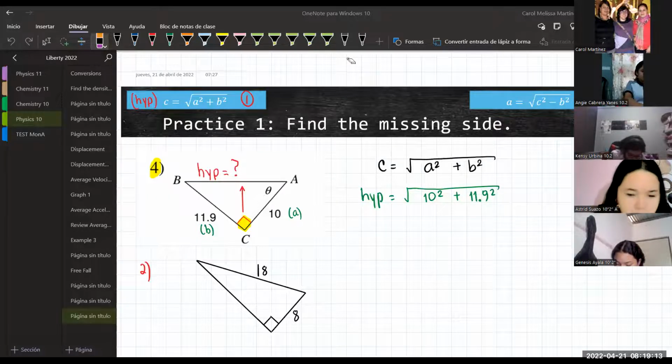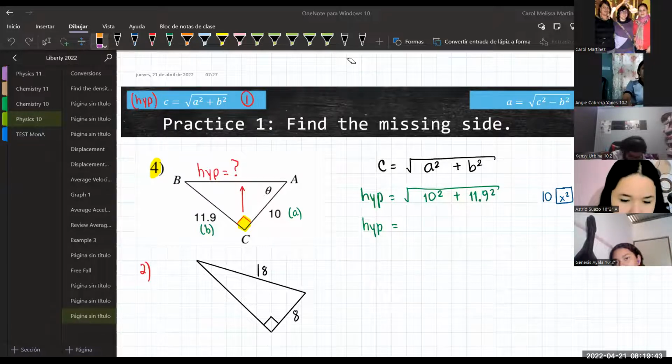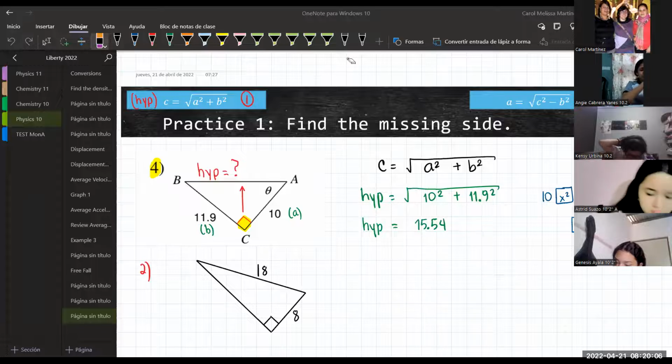How much is that? But in that case, we need to apply the square root. Yes, but you need to apply the square root after you apply the powers, okay? So, in your calculator, you will do this: 10 squared plus 11.9 squared, and then equal, and then you apply the square root of your answer. It says that is 15.54. Okay? 15.54, very good. And that's the answer.